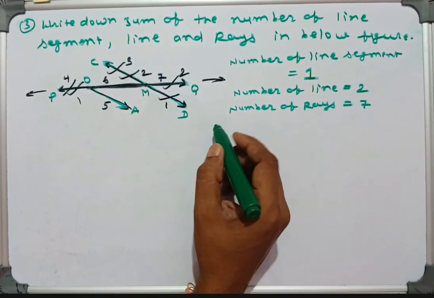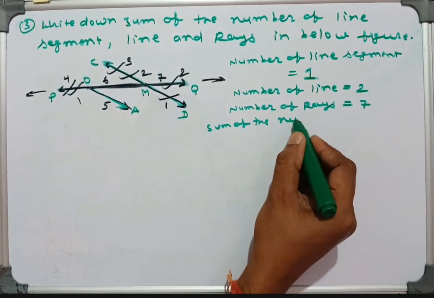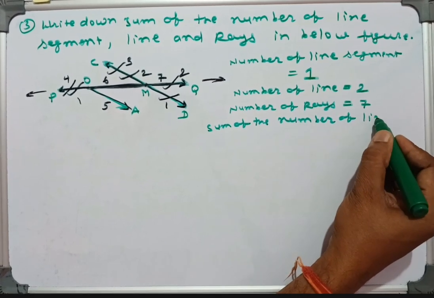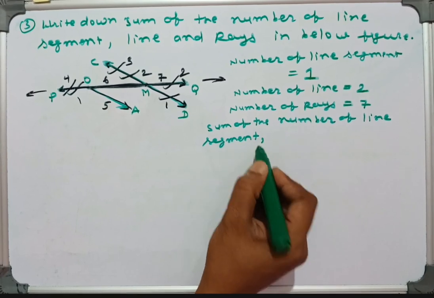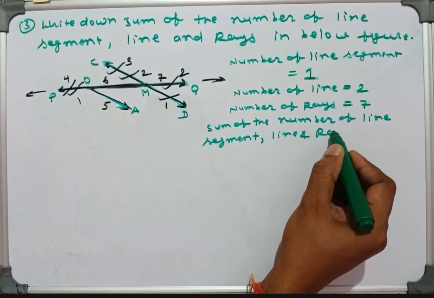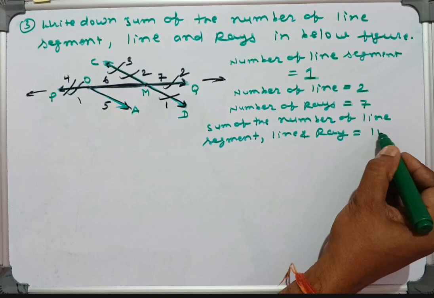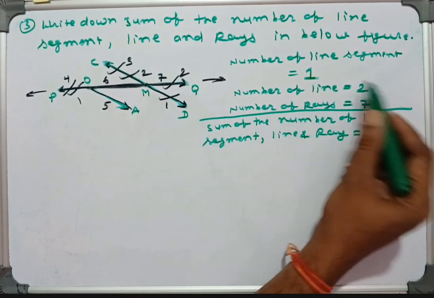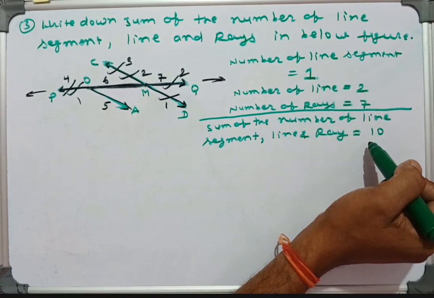The sum of the number of line segments, lines and rays is equal to 10. How will 10 come? See here, 1 plus 2 is 3, 3 plus 7 equal to 10.